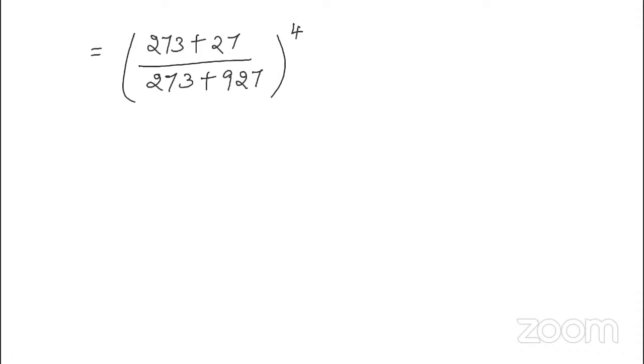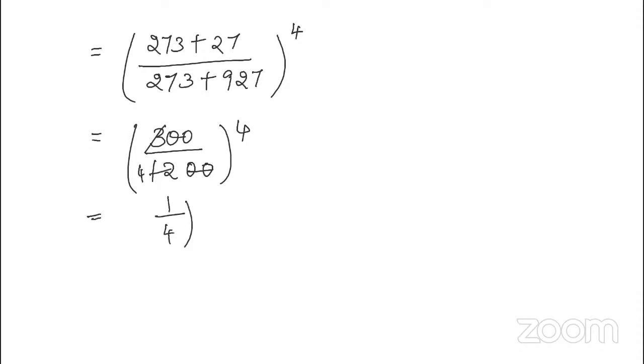Okay, right, very good. The option is D. So let's see how it comes. Here we have to add the value, that is 300, and here it is 1200, the whole power of 4. Cancel out the zeros, and this is 1 time and this is 4 times. Okay, 1 by 4, the whole power of 4.